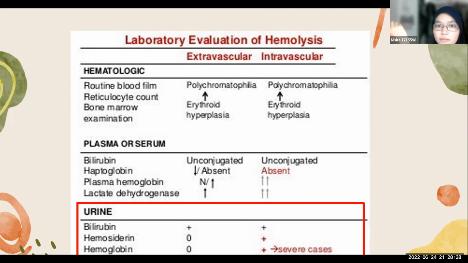There is absence of haptoglobin. Haptoglobin is a protein that will bind to the free heme. So when there is hemolysis, there will be free heme and free globin. So heme will be bound to the haptoglobin. So there is a decrease in the haptoglobin. Plasma hemoglobin and then lactate dehydrogenase is one of the contents from the red blood cell. Thus, it will increase in the plasma if there is hemolysis. Next, I think that's all for me.